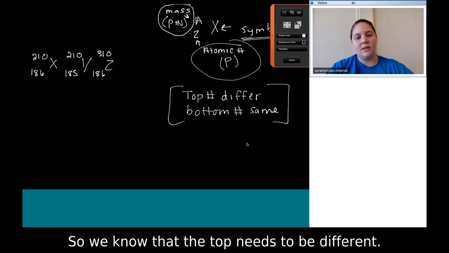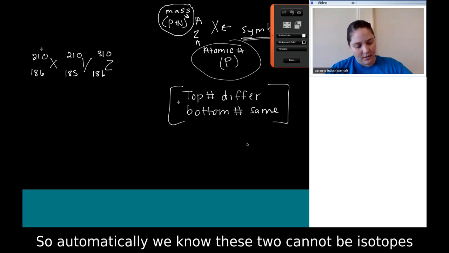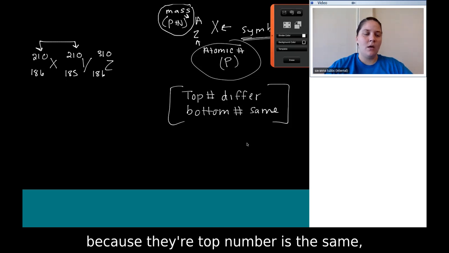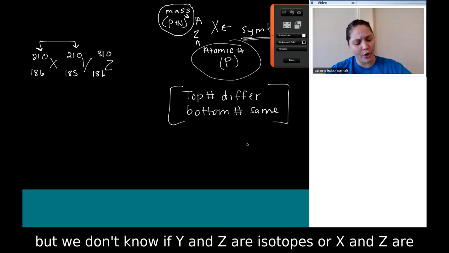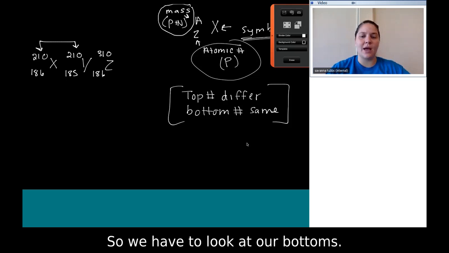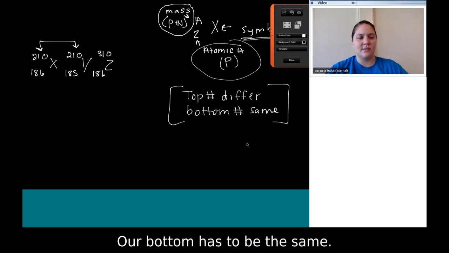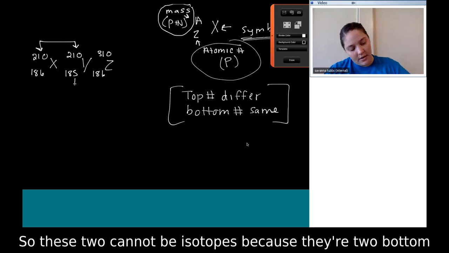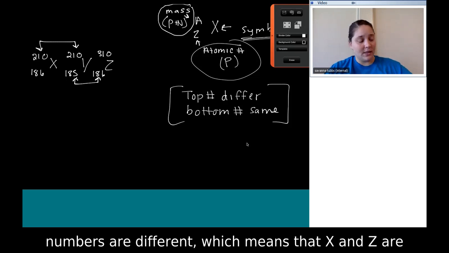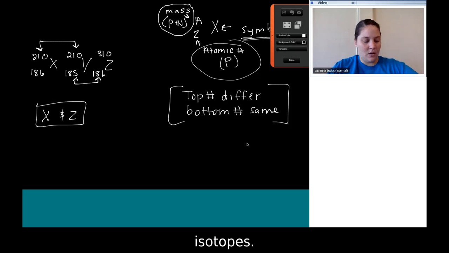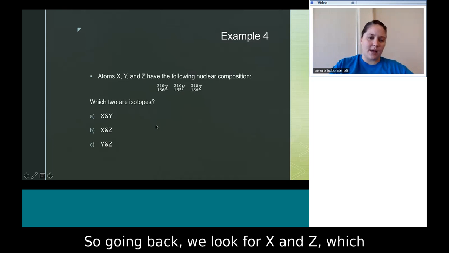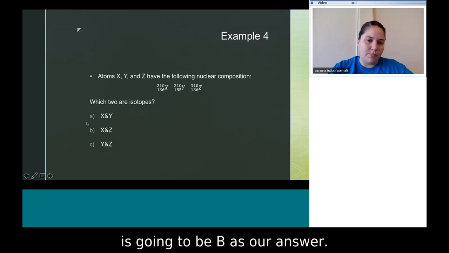So we know that the top needs to be different. So automatically we know these two cannot be isotopes because their top number is the same. But we don't know if Y and Z are isotopes or X and Z are isotopes. So we have to look at our bottom. Our bottom has to be the same. So these two cannot be isotopes because their two bottom numbers are different, which means that X and Z are isotopes. So going back, we look for X and Z, which is going to be B as our answer choice.